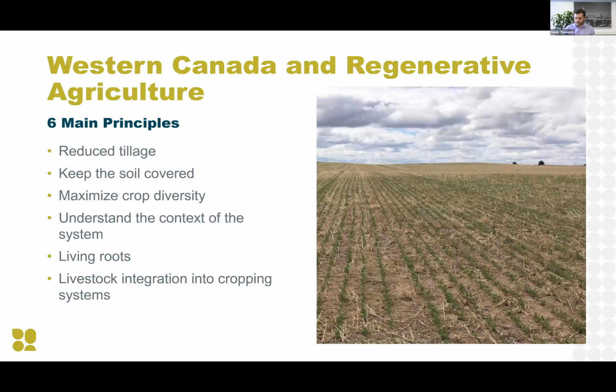Another thing I want to bring up is the context that there's a lot of discussion in the food industry and in agricultural circles these days about regenerative agriculture. I want to lay the groundwork here around the premise that what we have in Western Canada is a system that is actually pretty well aligned with the principles of regenerative agriculture.